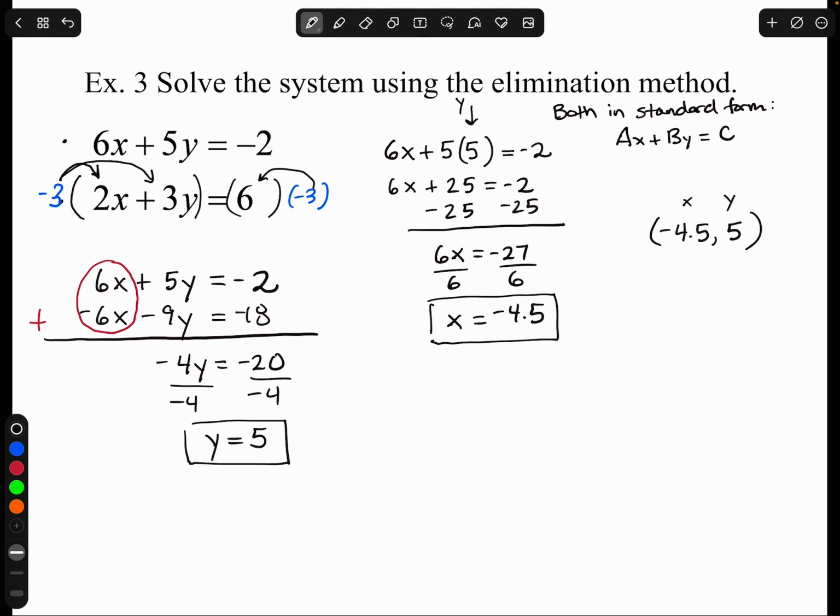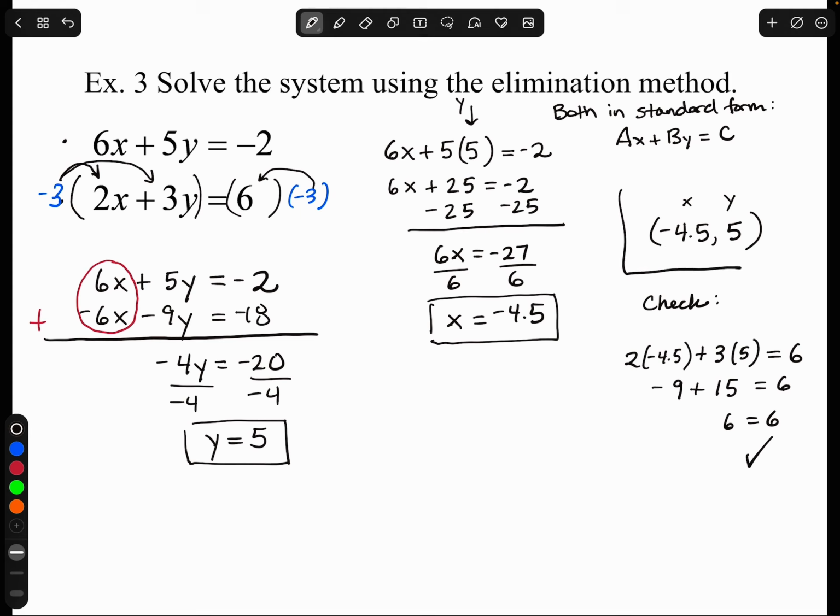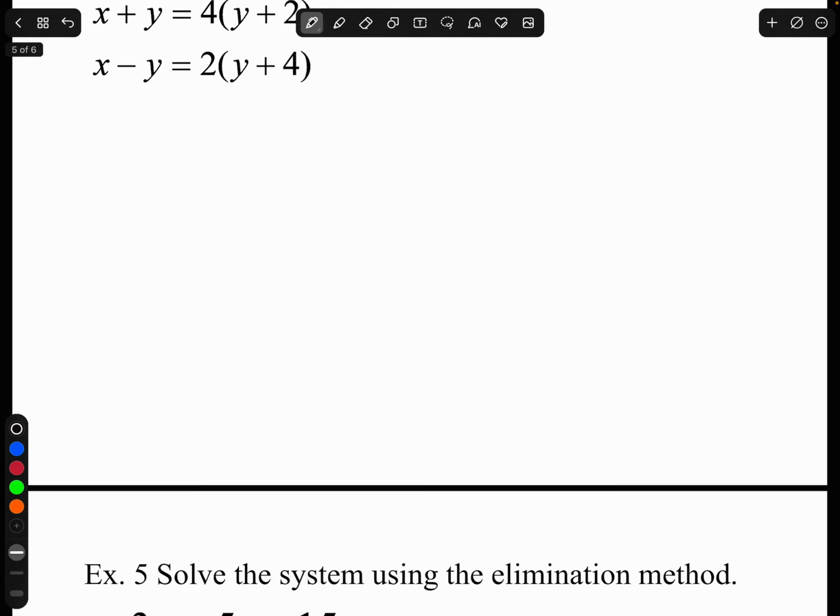And we'll check this by plugging these points, the x and the y, into the second equation to make sure it makes it true. So this is our check. We're going to say 2 times -4.5 plus 3 times 5 is equal to 6. This is going to be -9 plus 15 is equal to 6. And 6 equals 6, so we know we're correct. So the final answer is right here. We write it as an ordered pair because it's a point.